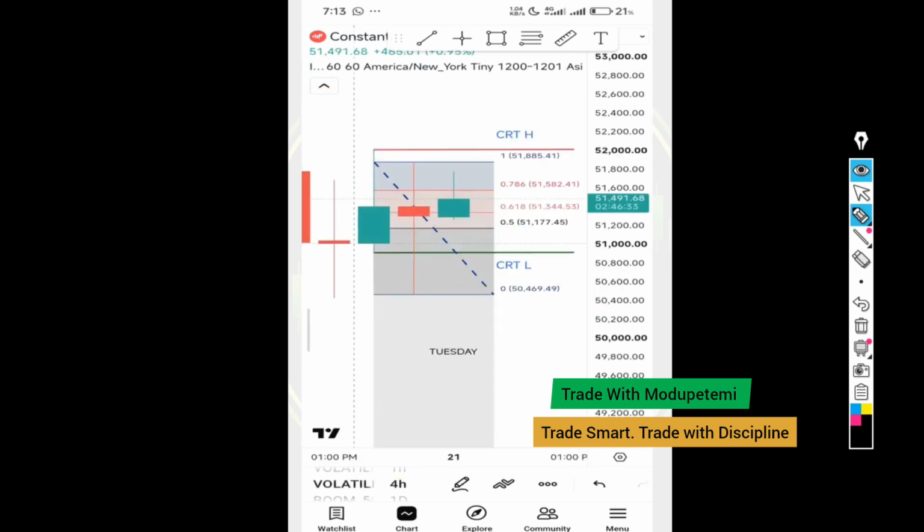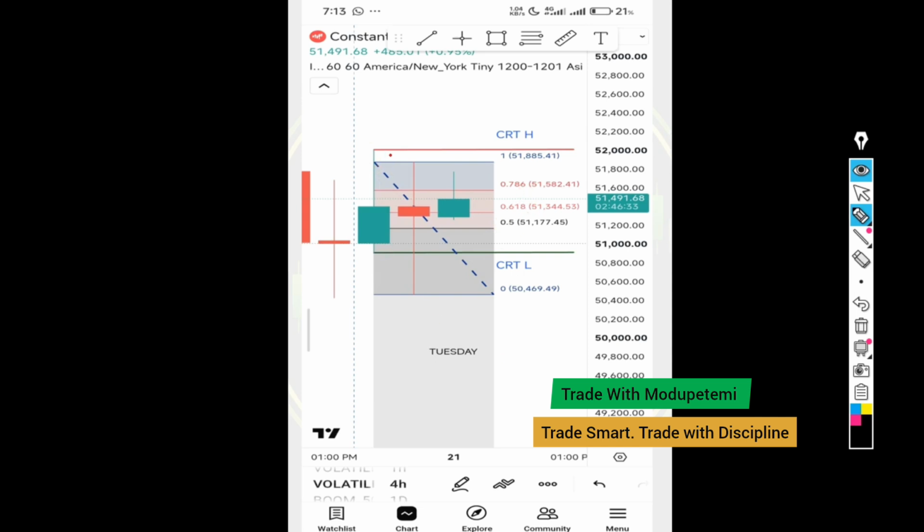Another thing I use after I've marked my CRT is my Fibonacci, to measure the range of the CRT candle. As at the time I was trading the 1 a.m. CRT candle, you can see I measured its range. These are also part of the tools you use in framing a high probability setup, your Fibonacci retracement. All I had was my 50%, my 61.8%, my 78%, and those are the levels I have.